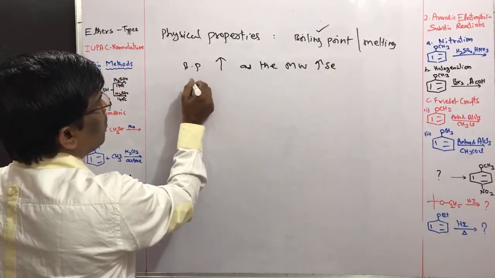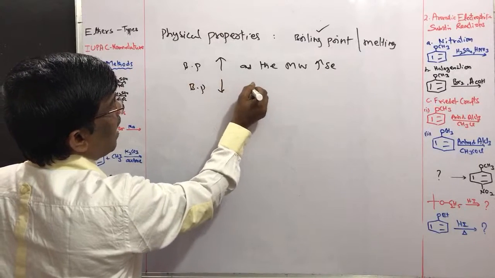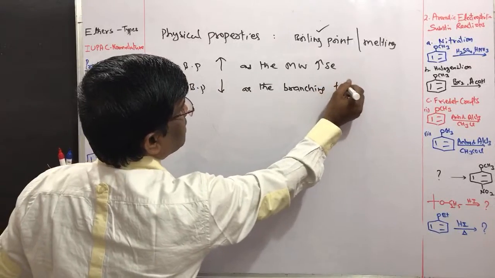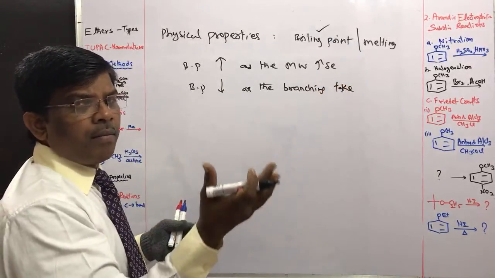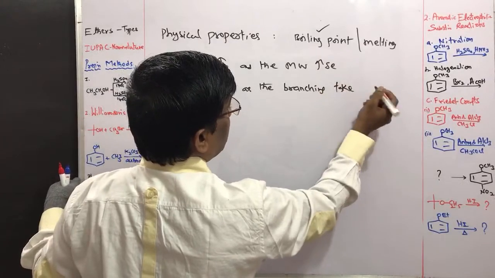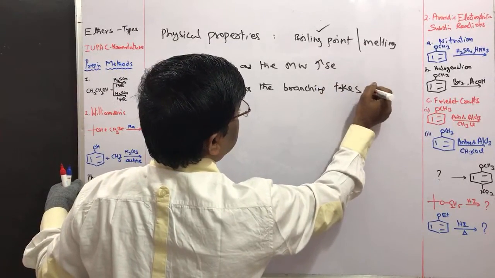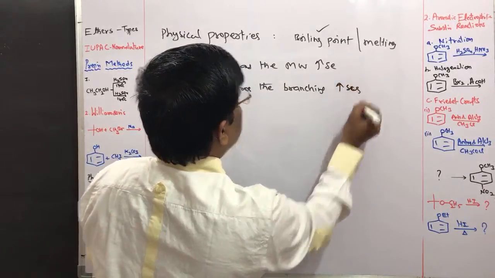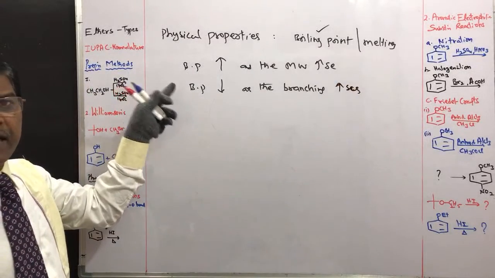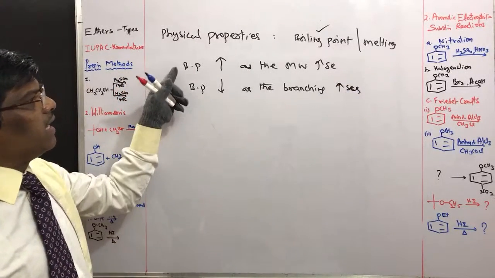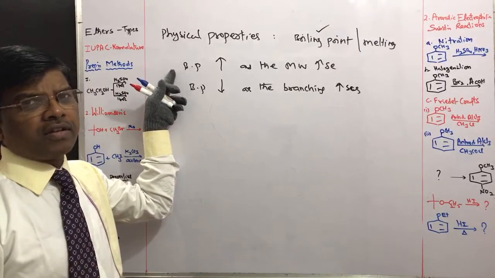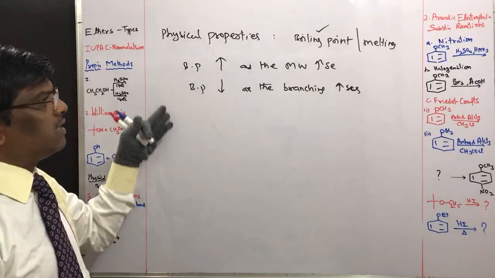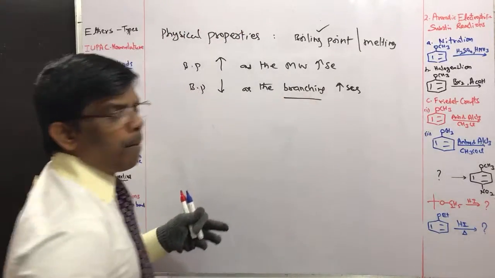At the same time, boiling points decrease as branching takes place in any one of the alkyl or aryl chains. Branching increases. Yes? So these are the common trends followed by ethers. And this is common to all types of molecules, which we have come across in alcohols, phenols, hydrocarbons and all. This is a common trend where branching decreases the boiling point.